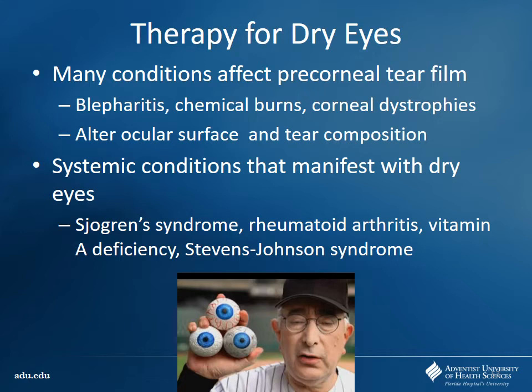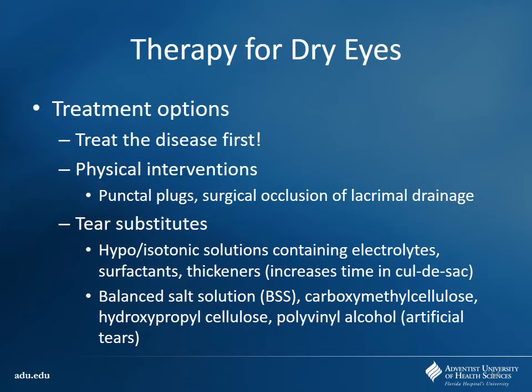If you have dry eyes, we can use a lot of tear replacements. Things that can cause dry eyes include irritants and environmental causes. You can have some medical conditions that will do this, things like Stevens-Johnson syndrome. But basically what we're going to be doing is replacing the tears. If you have some sort of disease process that's causing the dry eye, fix that first. Then you can do other things like physical interventions, such as punctal plugs, or you can actually occlude the lacrimal drainage itself.